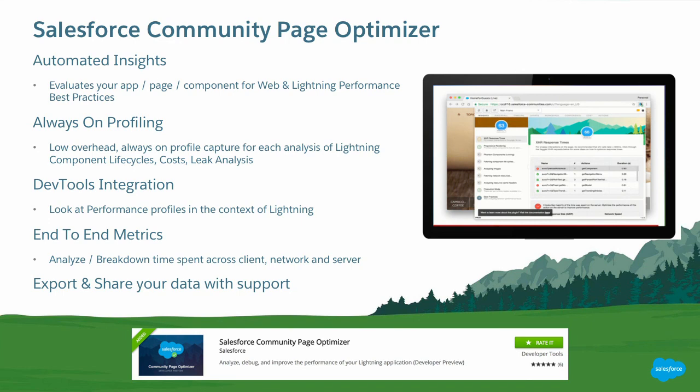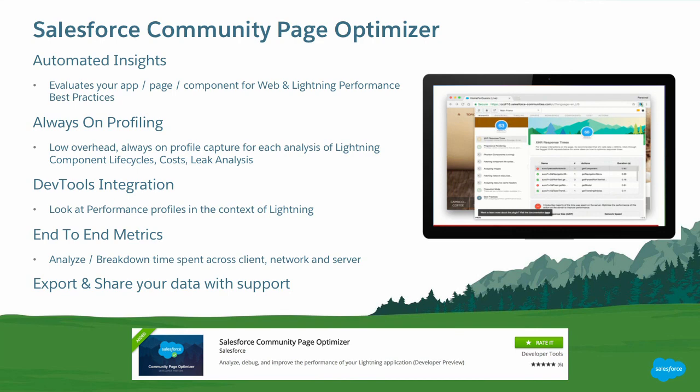It's currently for the Chrome browser and is called the Community Page Optimizer. What it does essentially is look at data from a web best practices view and from a Lightning best practices view, and it tries to identify areas of concern. I'll shortly do a demo where I'll show this to you. Another thing it does is provide always-on profiling, so you don't need to do anything special. If you have it installed and you notice some page is slow, you can right away pull up the data and try to figure out what's going on with it.